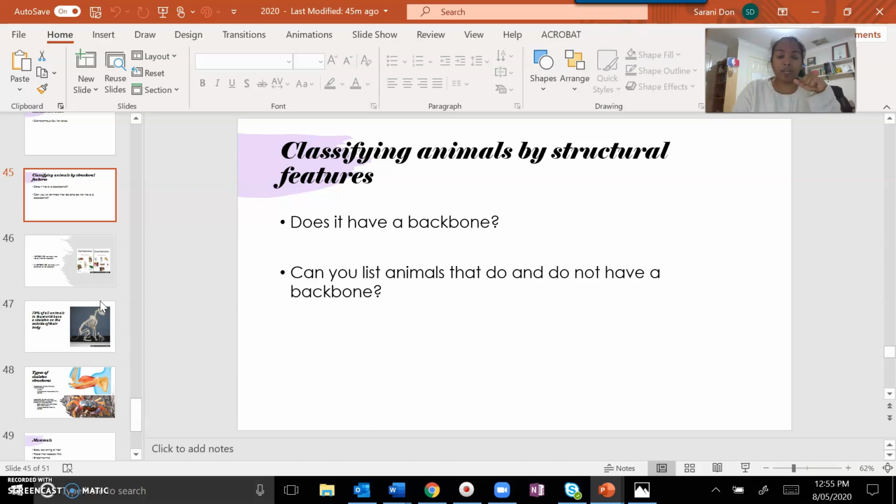So certain animals are classified by their structural features. We know that we can group animals in certain ways, but there are also ways where we look at what structures they have and group them accordingly. So we look at animals that have a backbone and don't have a backbone.